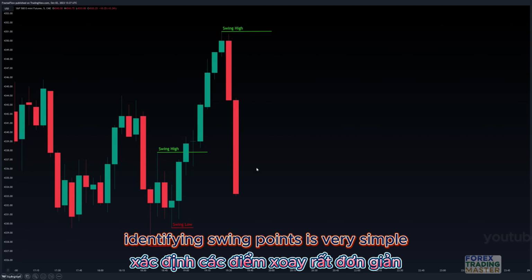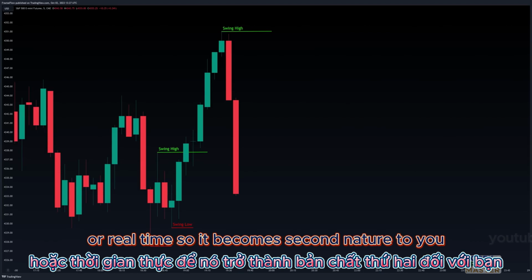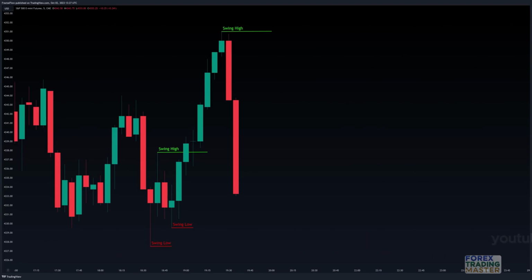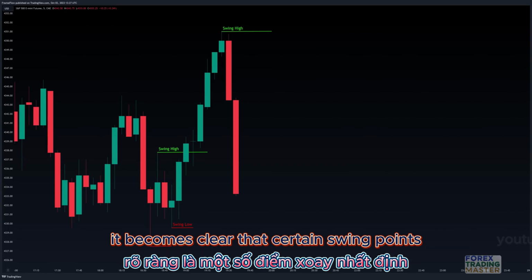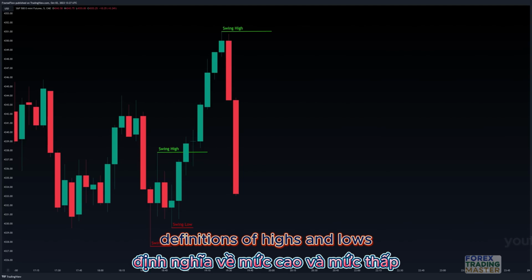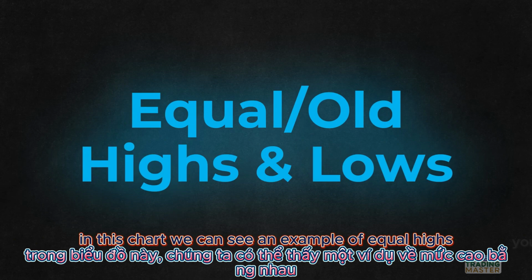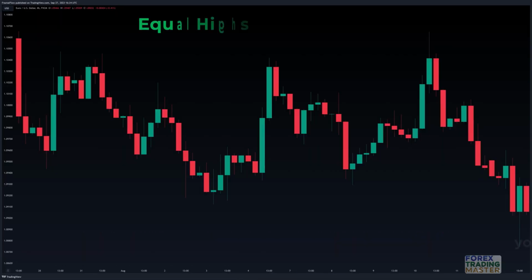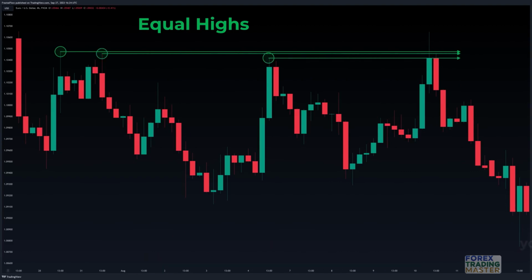Identifying swing points is very simple, but it's a good idea to practice it in replay mode or real time so it becomes second nature to you. Once we start to mark swing points in real price charts, it becomes clear that certain swing points cluster together while others remain isolated, giving rise to two distinct definitions of highs and lows, called equal highs and lows and old highs and lows. In this chart, we can see an example of equal highs. Notice all 3 swing highs cluster together, roughly at the same level.